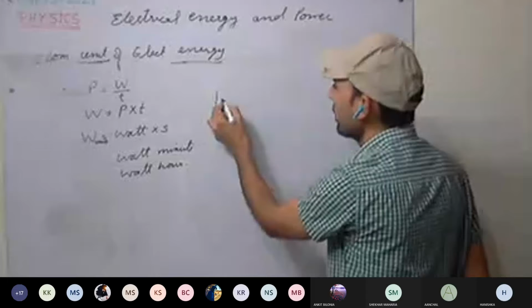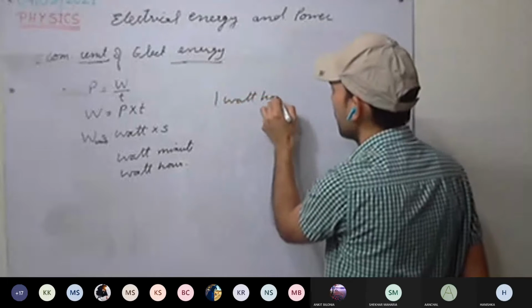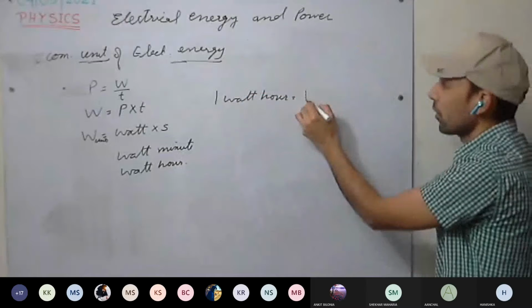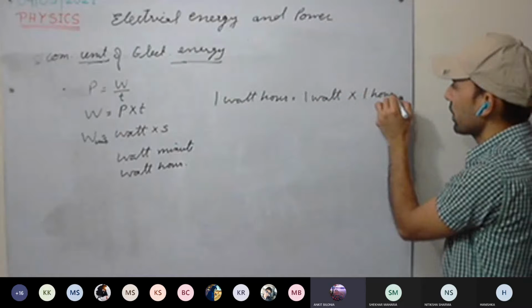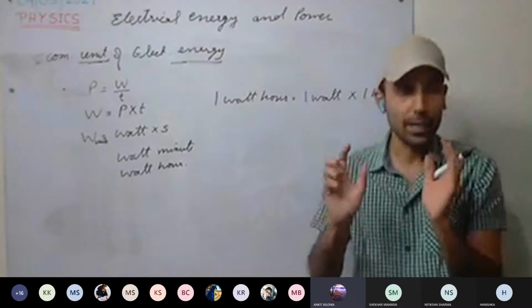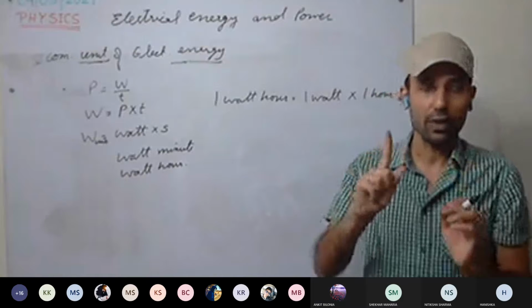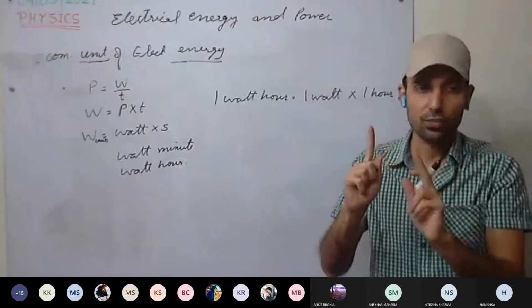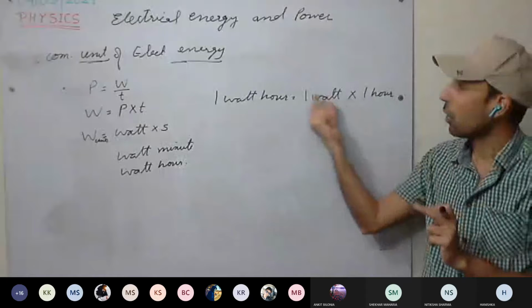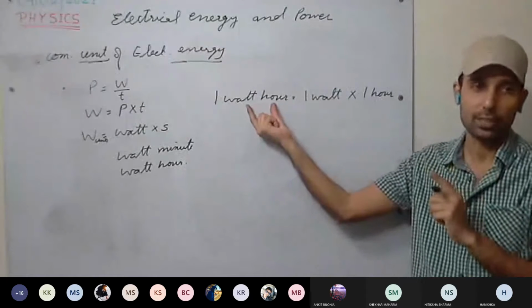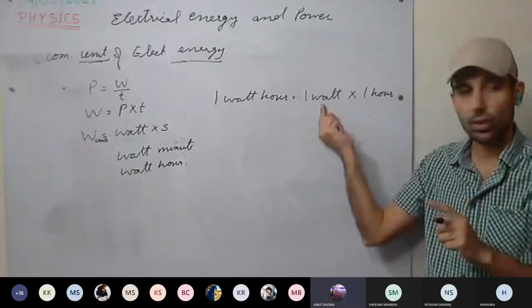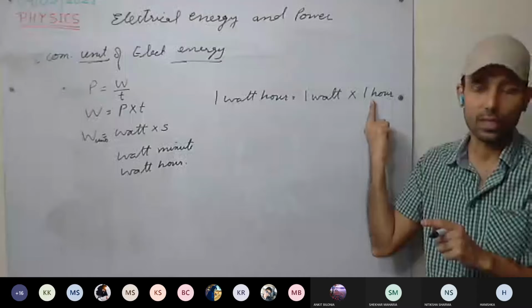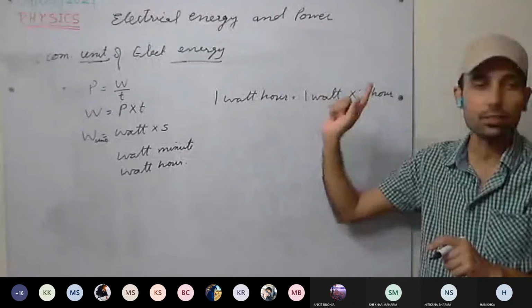So if I say 1 watt hour, what does it mean? 1 watt of power is used for 1 hour. It means we have an appliance of 1 watt, and we switched it on. It worked for 1 hour. So how much energy is consumed? 1 watt hour. Understood this one? We have an appliance whose power rating is 1 watt, and it was switched on for 1 hour. So the amount of energy consumed is 1 watt hour, or we call it 1 unit.